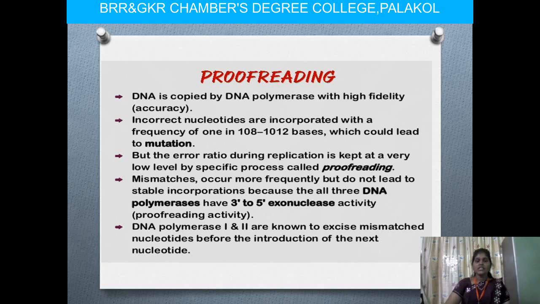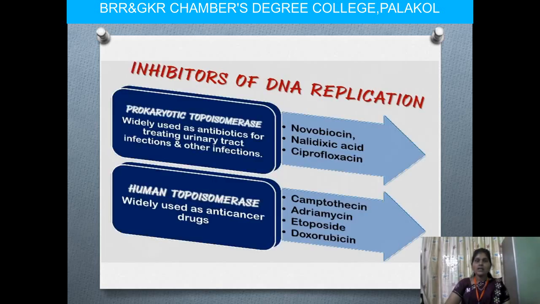So here DNA polymerase I and II are known to excise or remove mismatched nucleotides before the introduction of the next nucleotide. This is called proofreading. The next topic is inhibitors of replication.